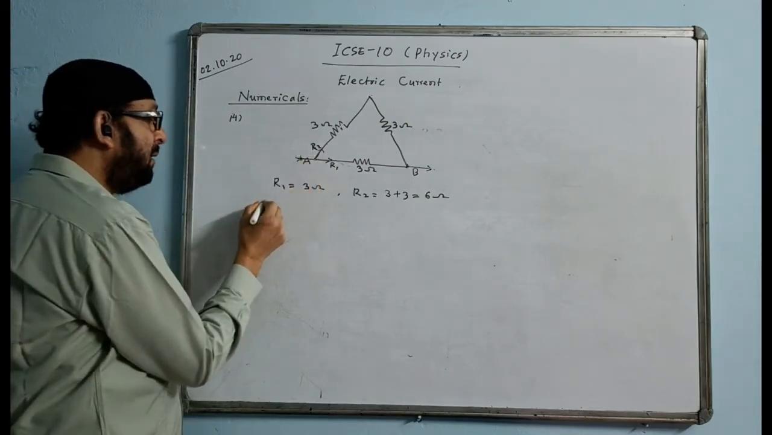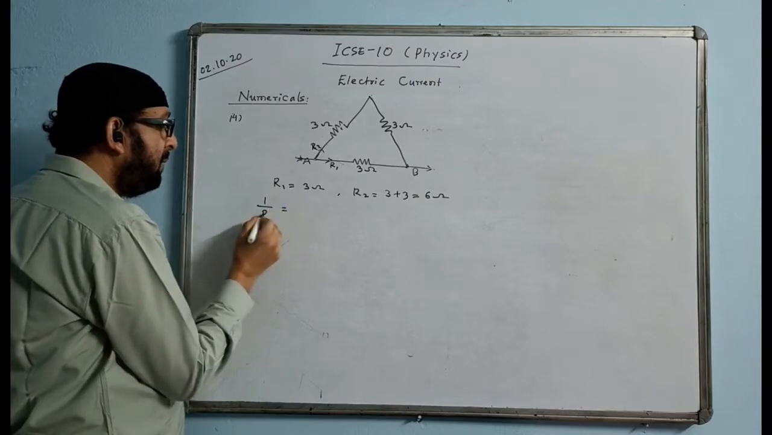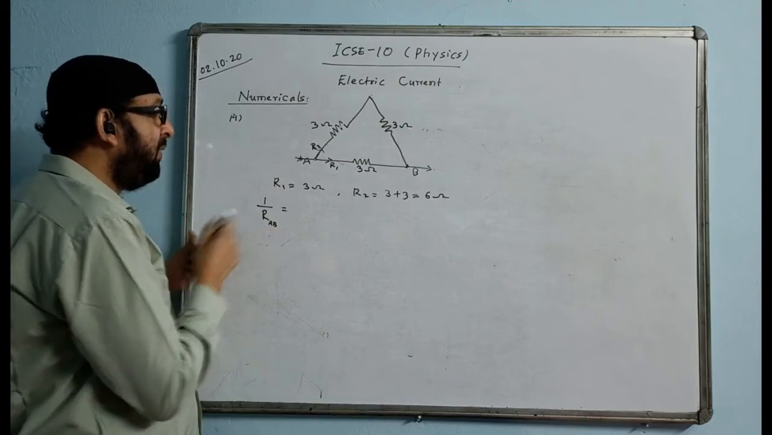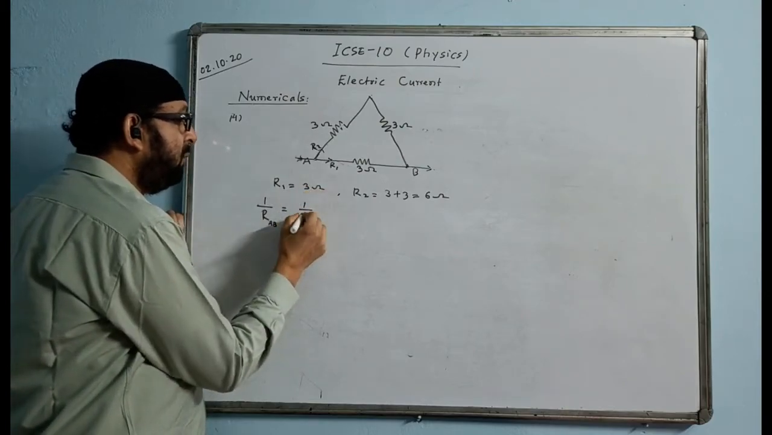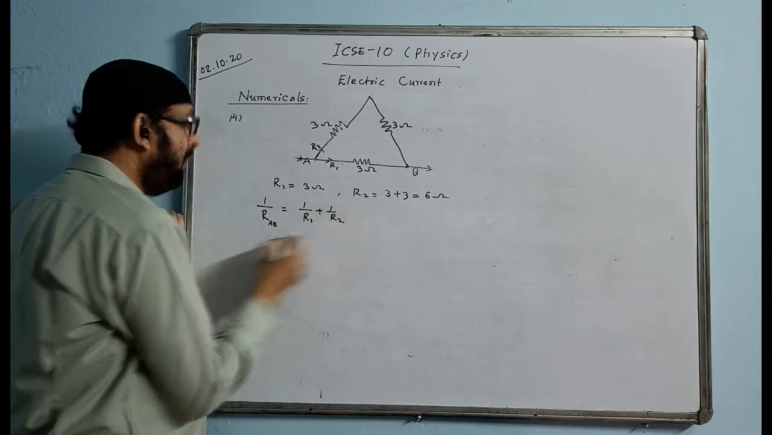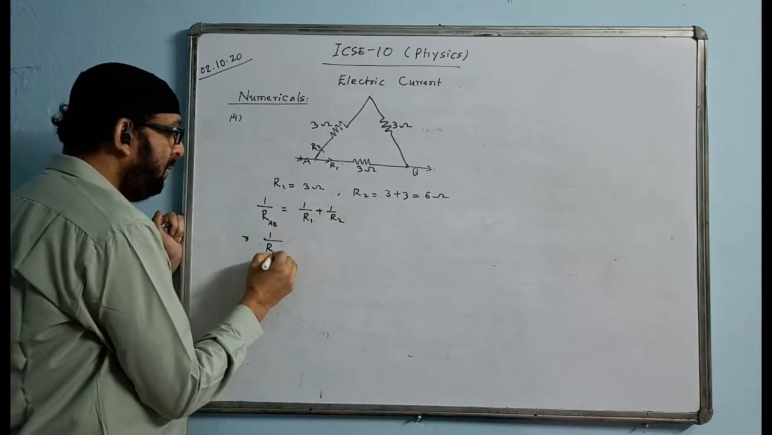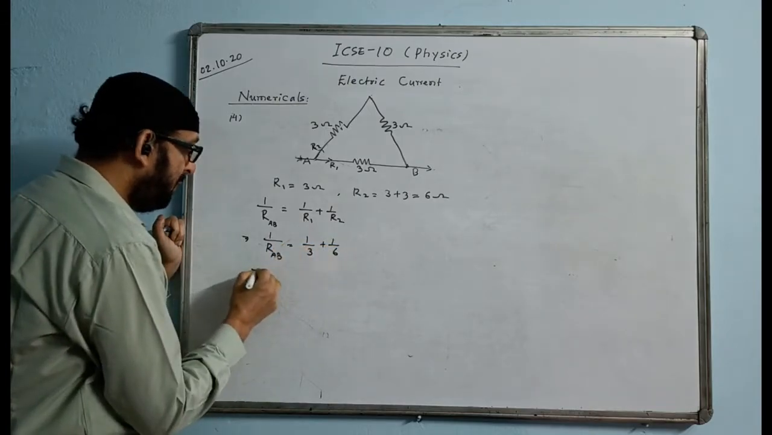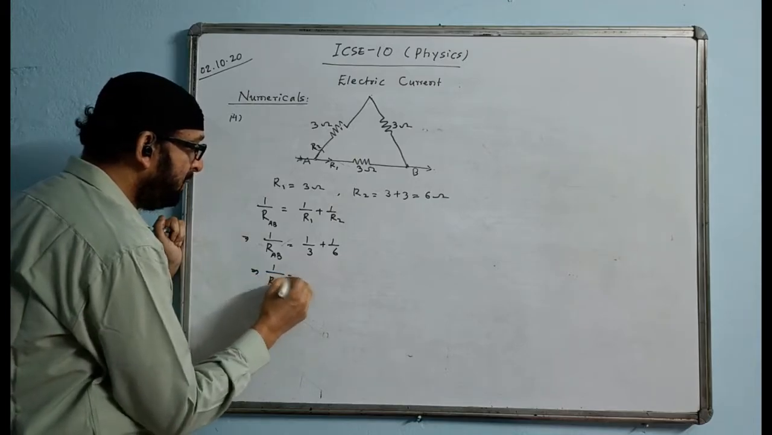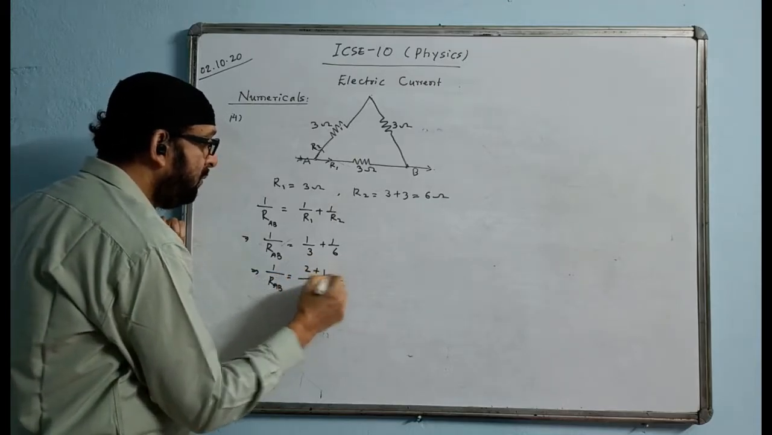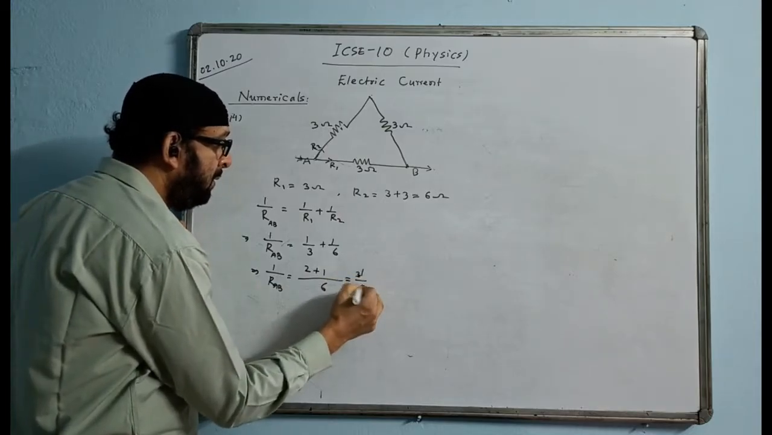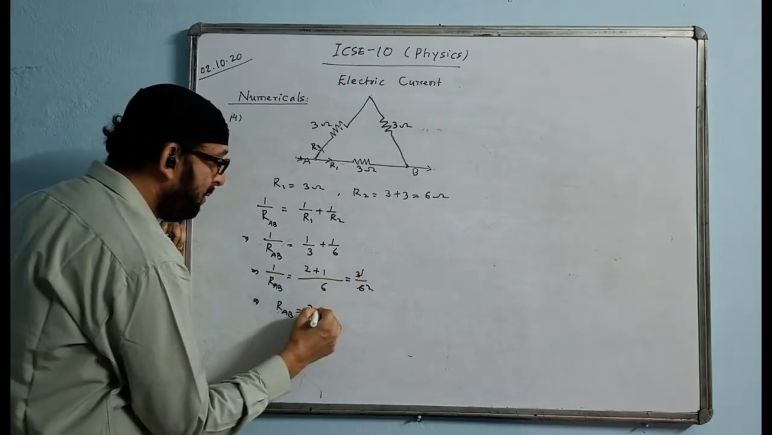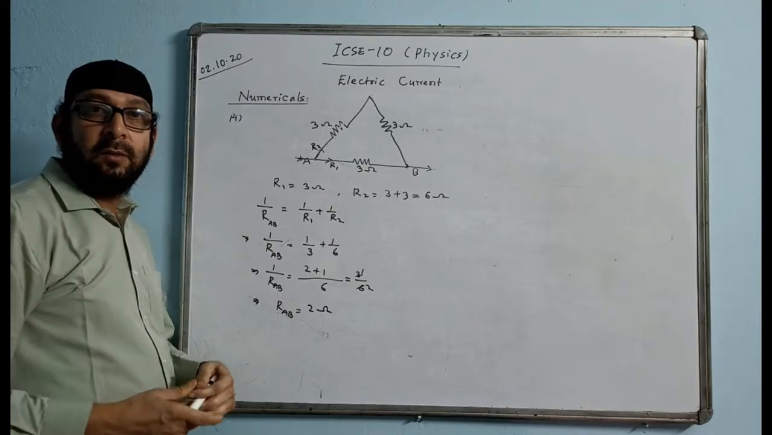Now R1 and R2 are in parallel, so I apply the parallel formula. Write 1 by R, with AB as a subscript. The resistance between AB that you are finding will be equal to 1 by R1 plus 1 by R2. So 1 by RAB equals 1 by R1, which is 3, plus 1 by R2, which is 6. Now you have to take the LCM. LCM is 6, you get 2 plus 1, 3 by 6. So R between AB, reciprocating both sides, the answer is coming 2 ohm. So that is the answer to this question.